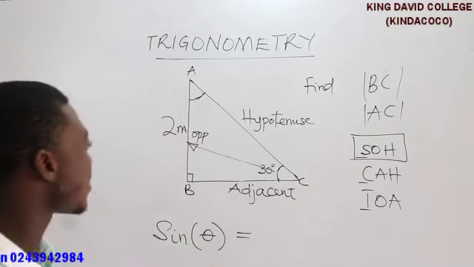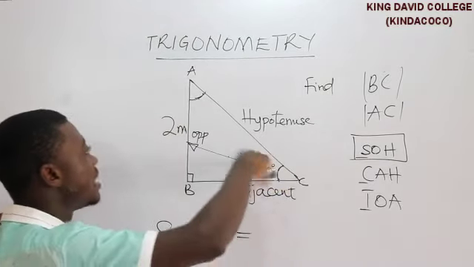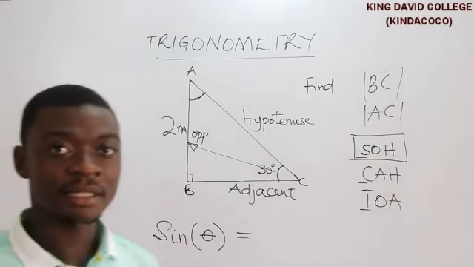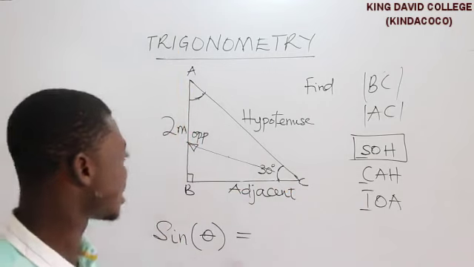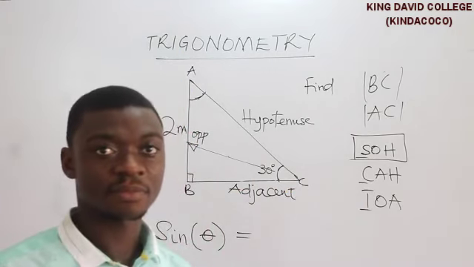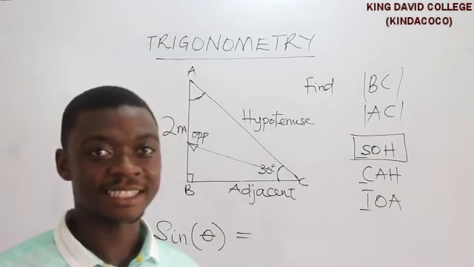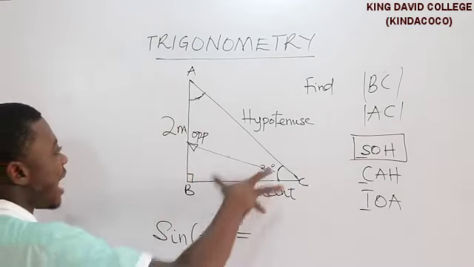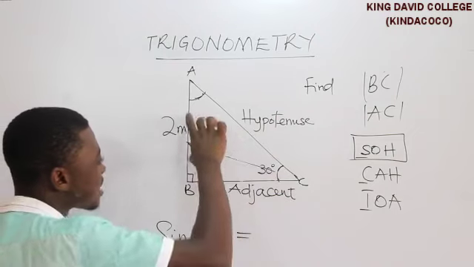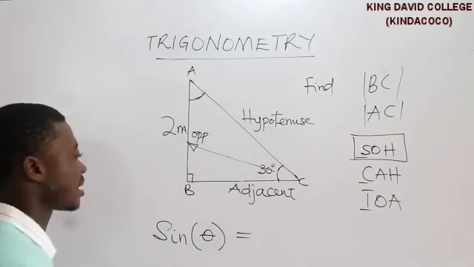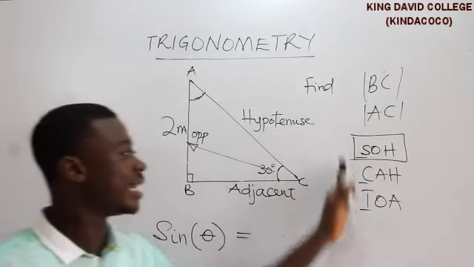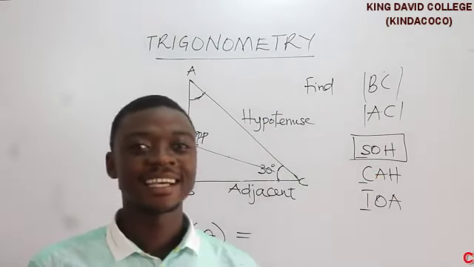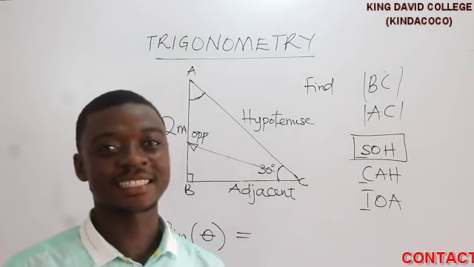But in the case where this angle migrates from this place to this side, then this place becomes your opposite, and this place becomes your adjacent. So I hope that is established. If we identify these three parts, opposite, adjacent, and hypotenuse, then we can relate to what these three ratios are telling us.